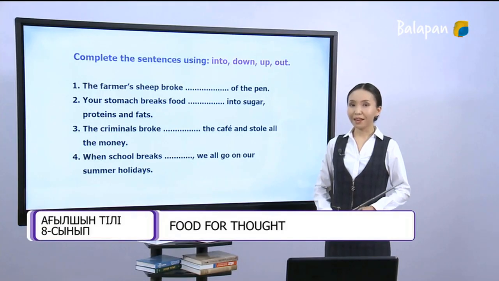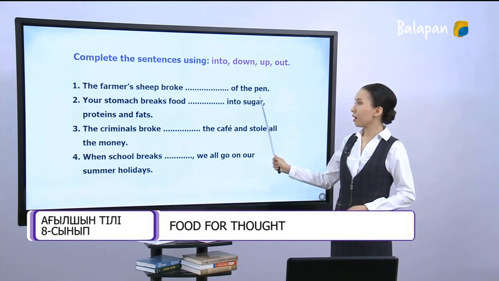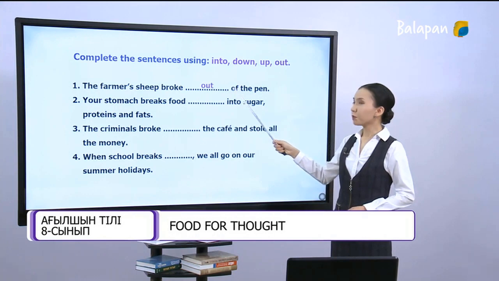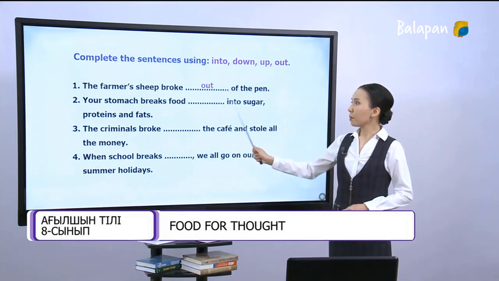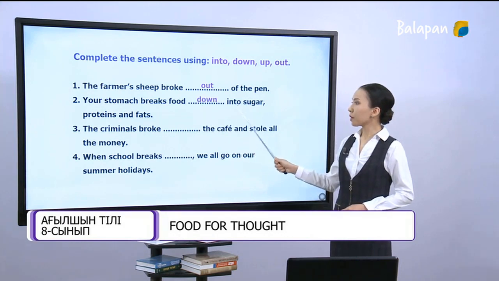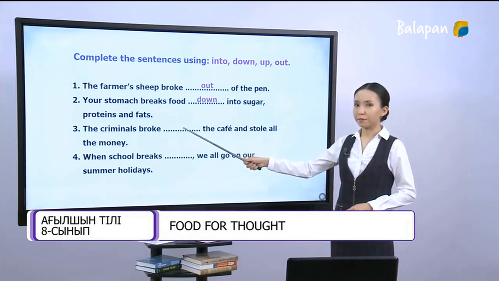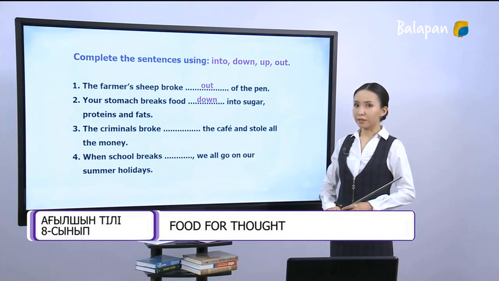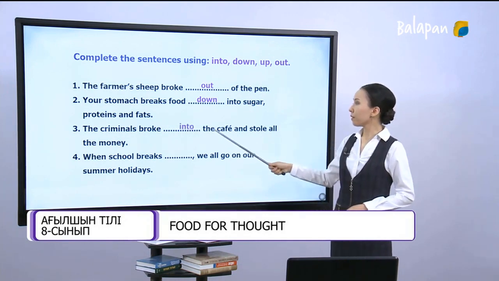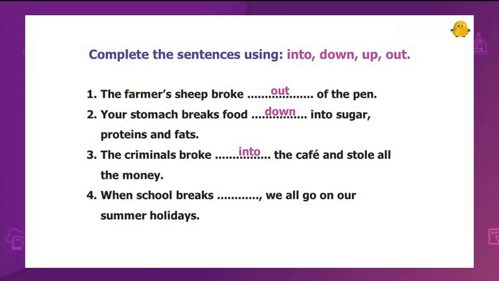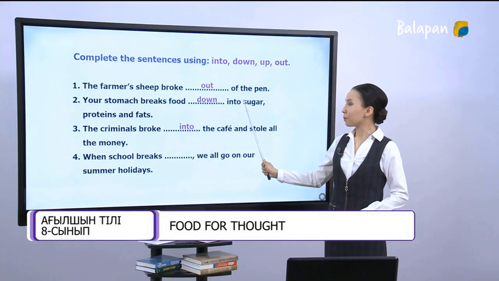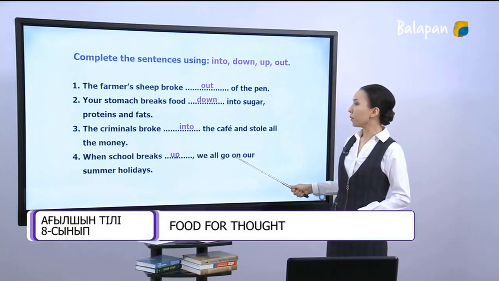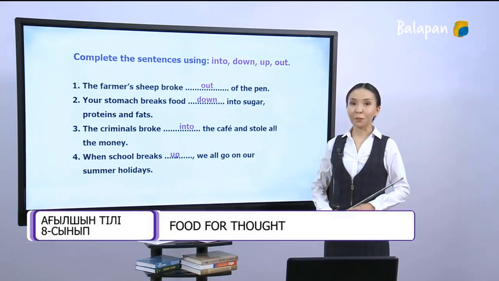Are you ready? Let's check your answers together. The first sentence. The farmer's sheep broke out of the pen. The next sentence. Your stomach breaks food down into sugar, proteins, and fats. The third sentence. The criminals broke into the cafe and stole all the money. And the last sentence. When school breaks up, we all go on our summer holidays. Well done!